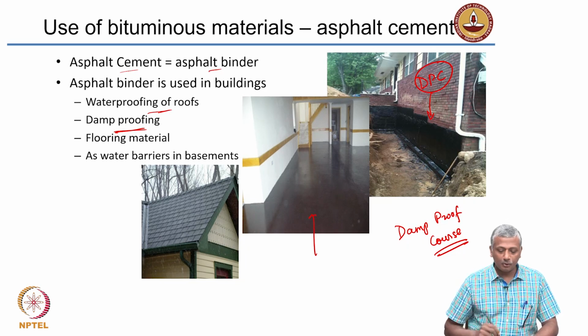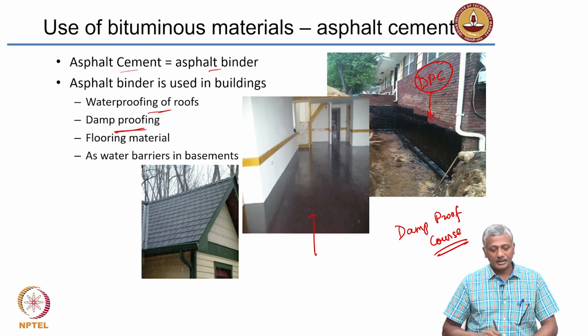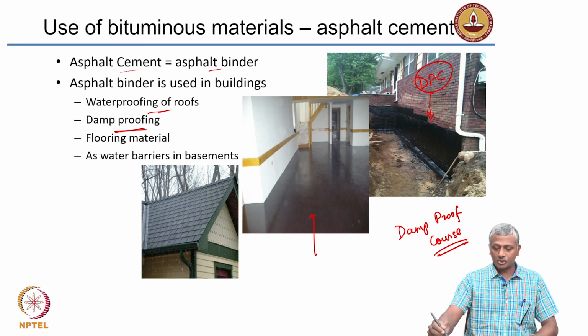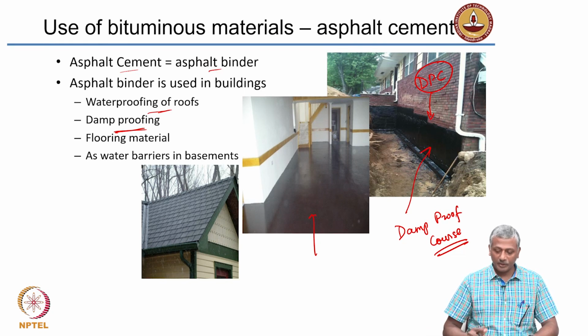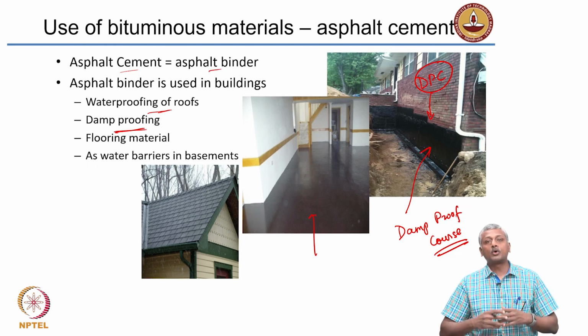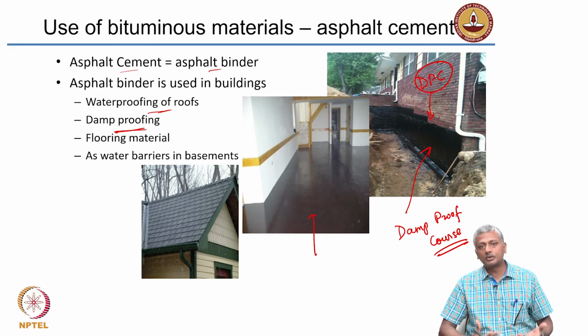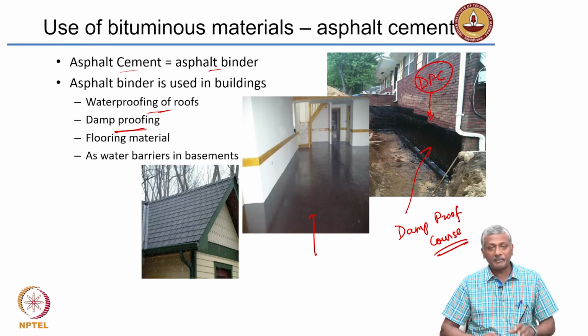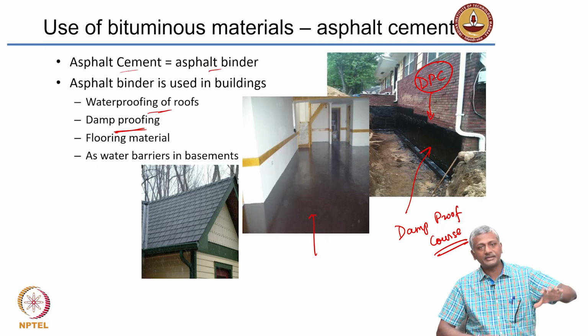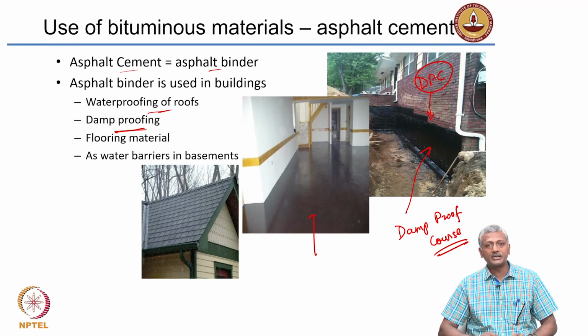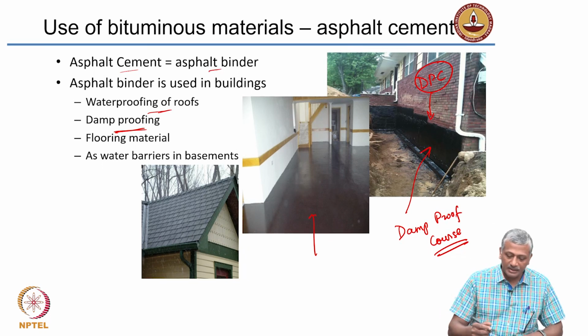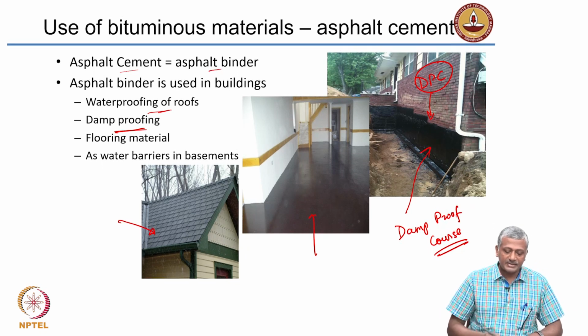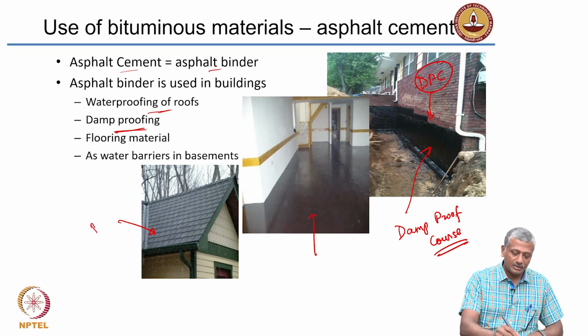Oftentimes asphalt is a good flooring material, okay, and sometimes in basements it can be used as a water barrier, just like what is shown here. Okay, so because of its water repelling properties, it is a good part of waterproofing solutions. So, apart from roadway pavements, in buildings you will have asphalt typically used for such purposes. And here, of course, there is also an example of the use of roof tiles, or they are also called shingles.